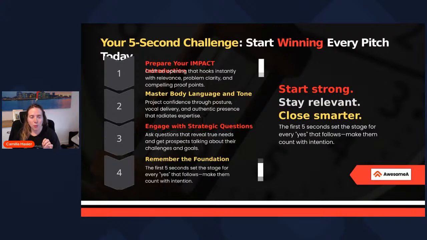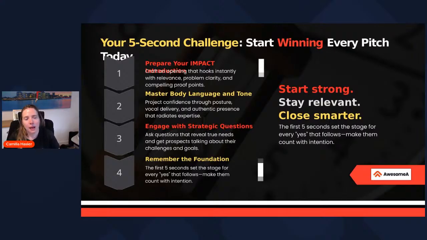So you want to start winning every pitch. In order to do that, you're going to have to do these 3 things. You're going to have to stay strong under pressure. Literally, you're going to have to hold up, and you're going to have to be thriving in that pressure, right? That's what I want to help you to do, to feel more excitement. You want to stay relevant. You want to close smarter, right? The first 5 seconds that you do will set the stage for every single yes that follows. And that's what you really want. You want to make those seconds count, right?